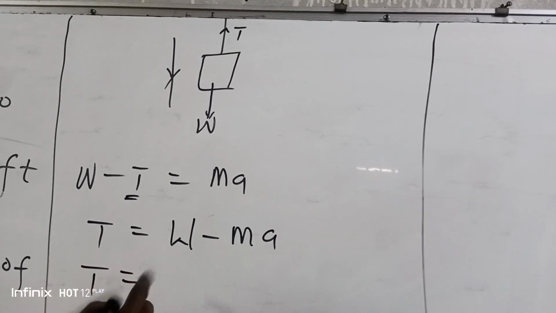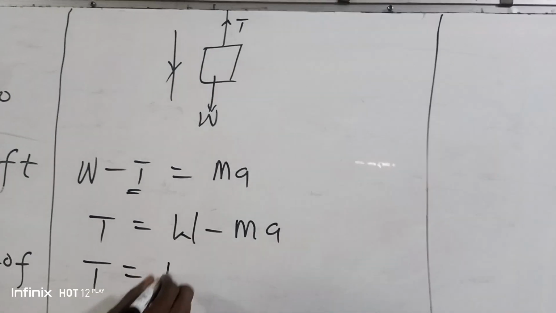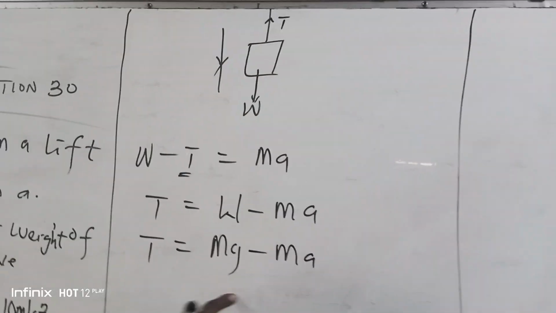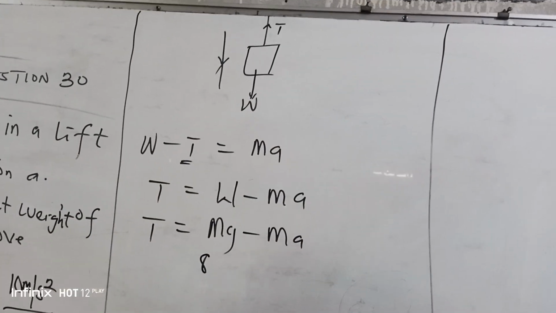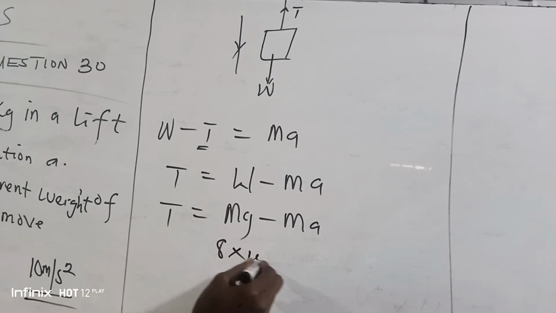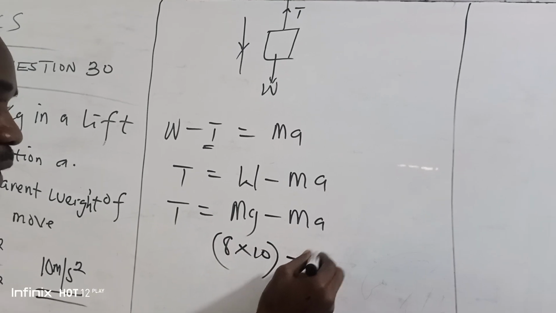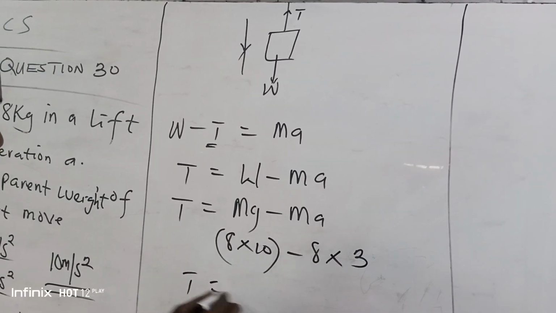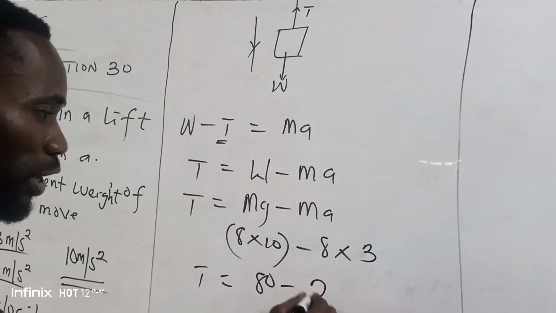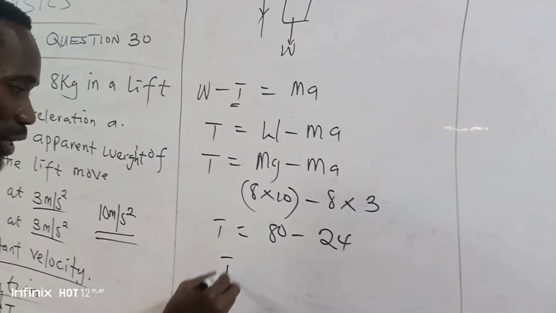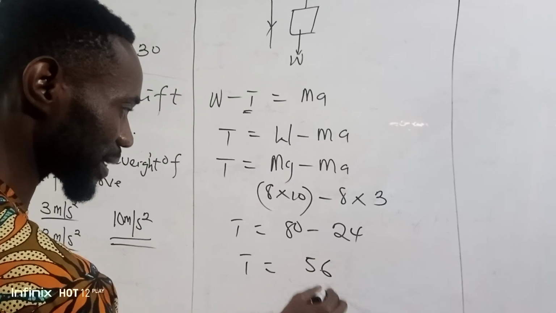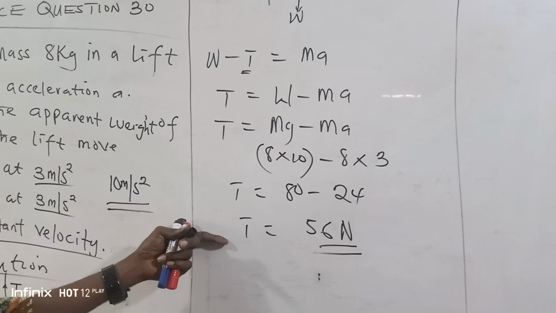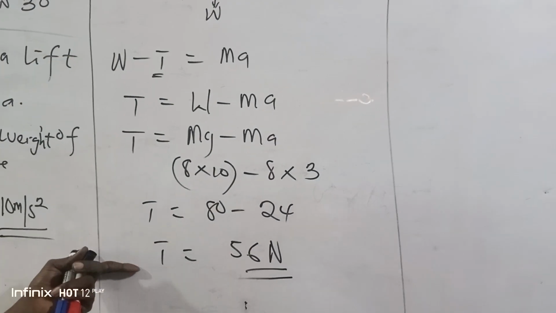So the tension here will be equal to the weight, mg, mass times acceleration due to gravity, minus ma. The mass is given to us as 8, times acceleration due to gravity 10, minus mass of the body 8 times the acceleration 3. So we have the tension as equal to 80 minus 24, and that will be 56 Newton. Now, this is the apparent weight of the man as the lift accelerates downward.